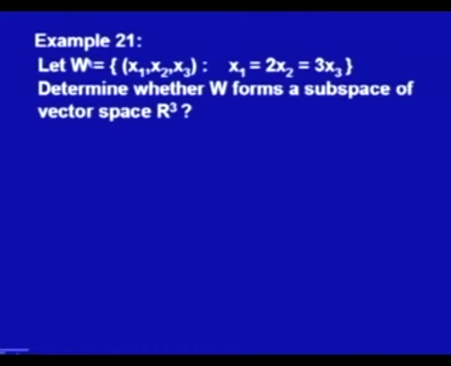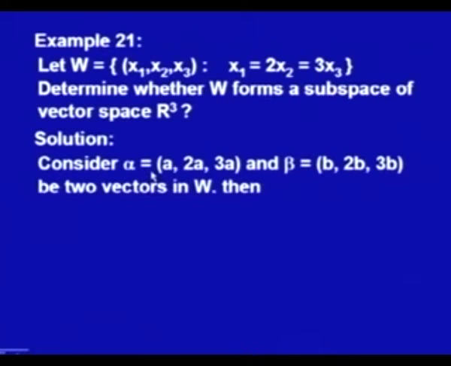In the next example, W is equal to x1, x2, x3, but the constraint is now different. x1 is equal to 2x2 is equal to 3x3. We have to check whether it forms a subspace of R3 or not. The solution is on the same lines.